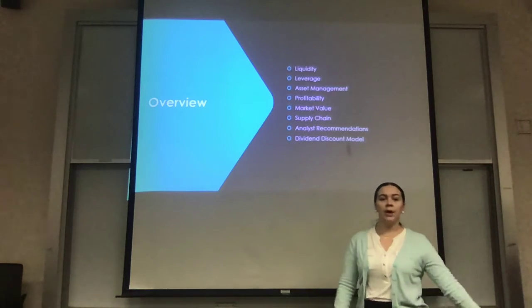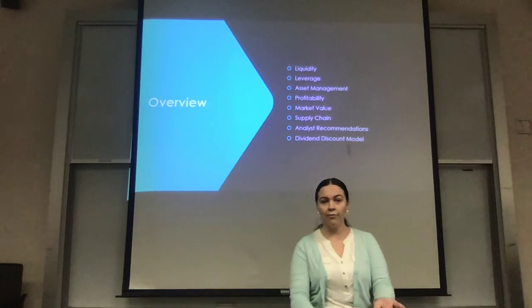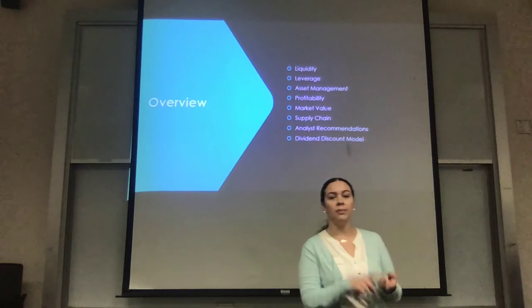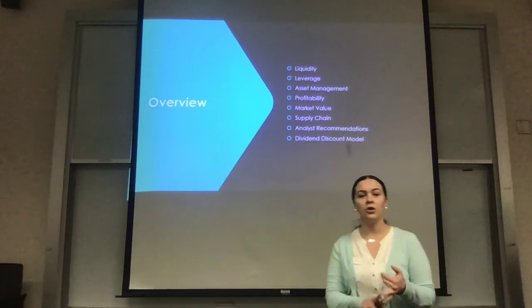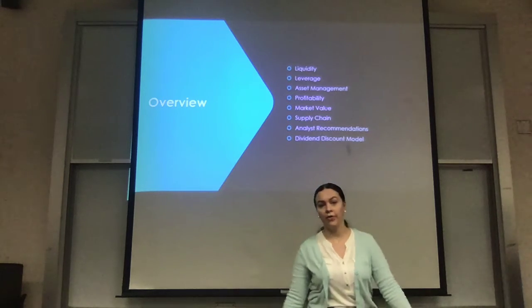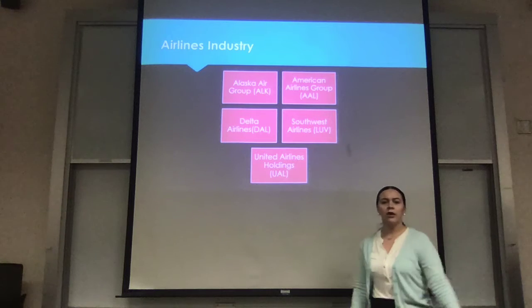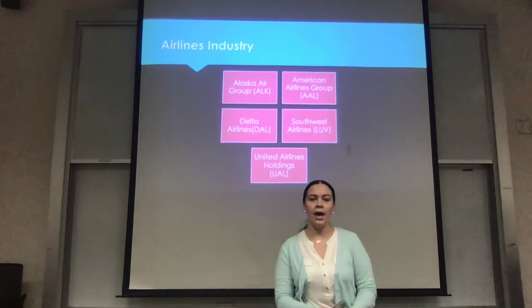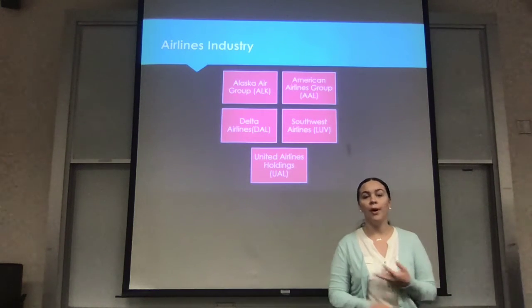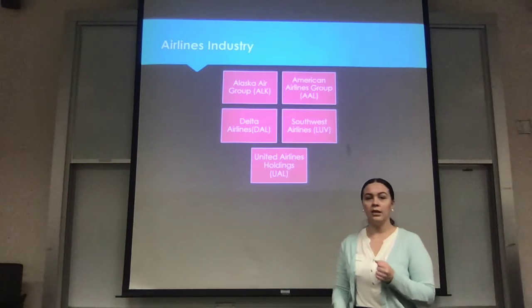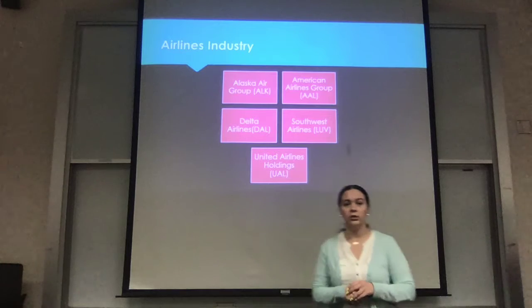So we're going to be talking about the liquidity ratios, leverage, asset management, profitability, market value, supply chain, analyst recommendations, and the dividend discount model that is in Bloomberg. For the airlines industry, I am looking at Alaska Air Group, American Airlines, Delta Airlines, Southwest Airlines, and United Airlines Holdings.